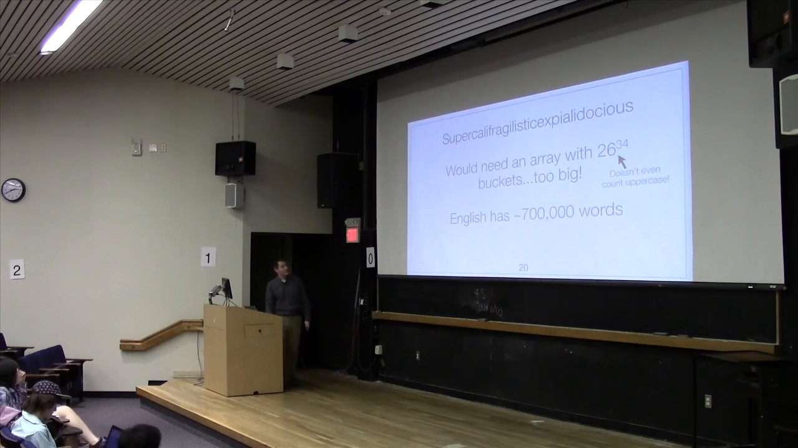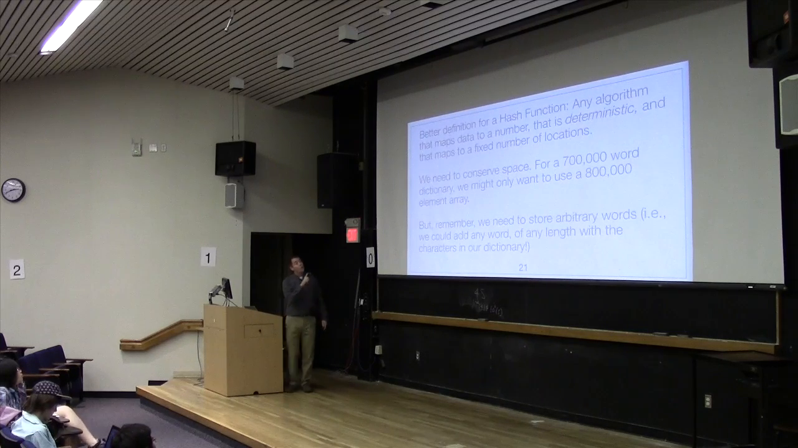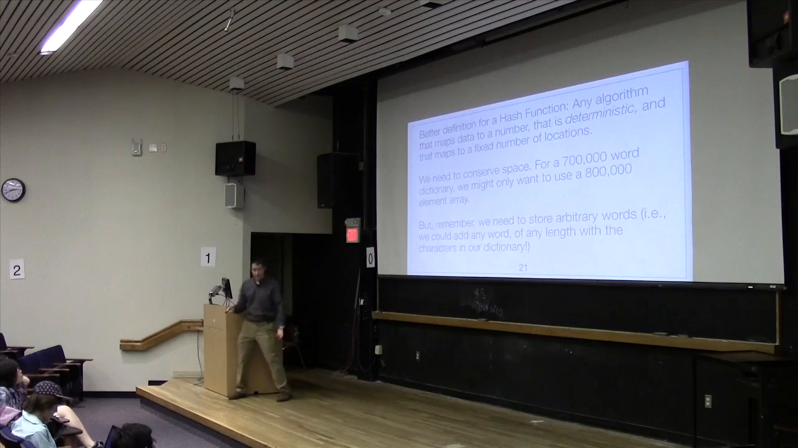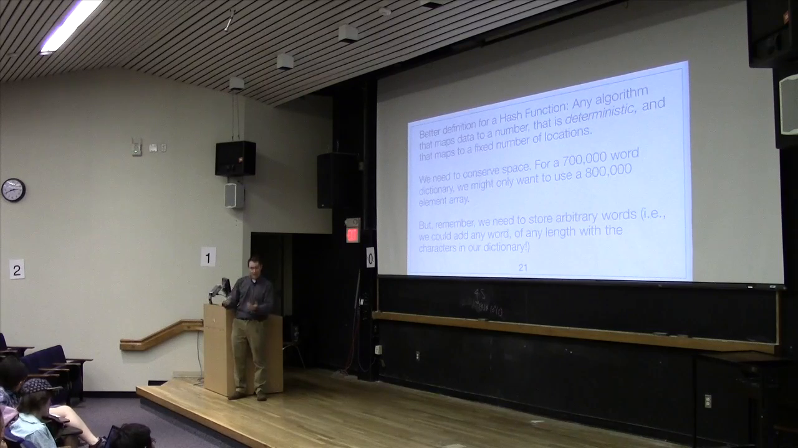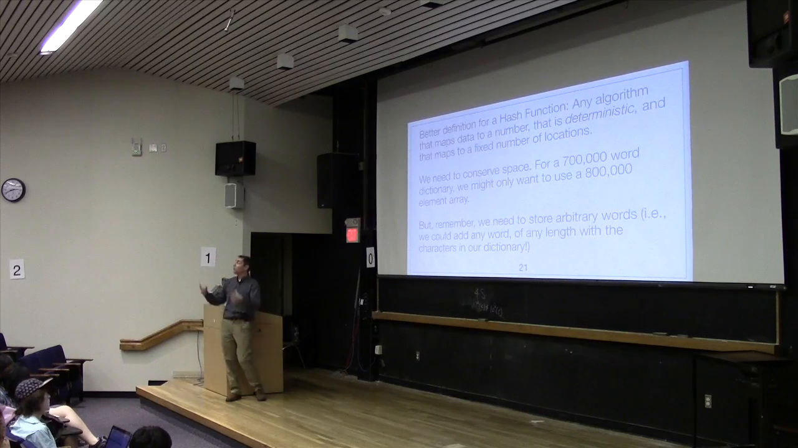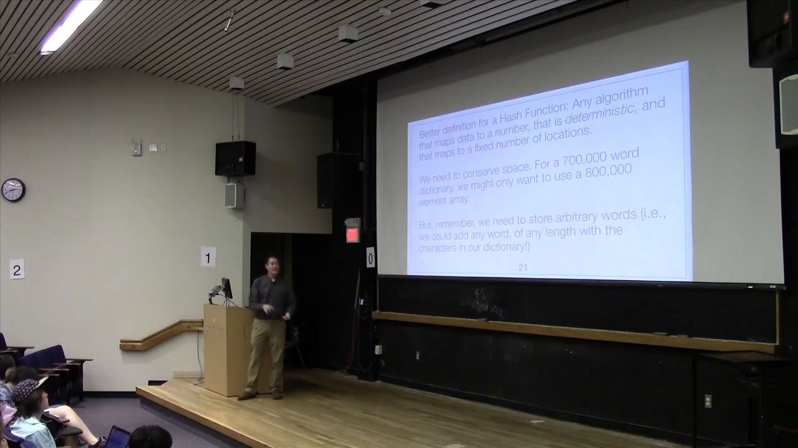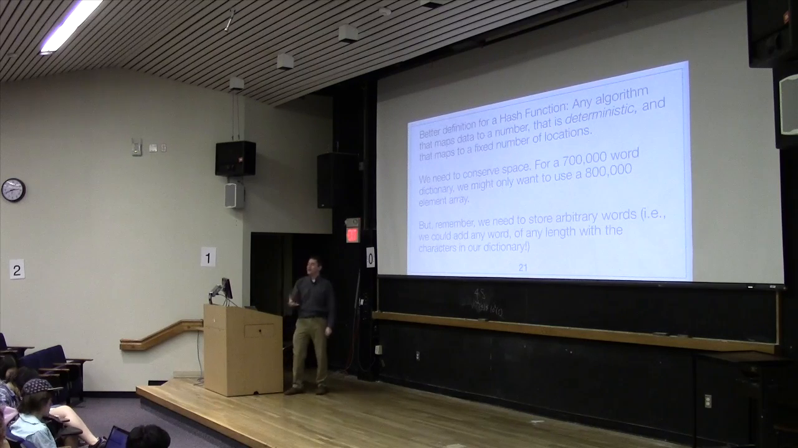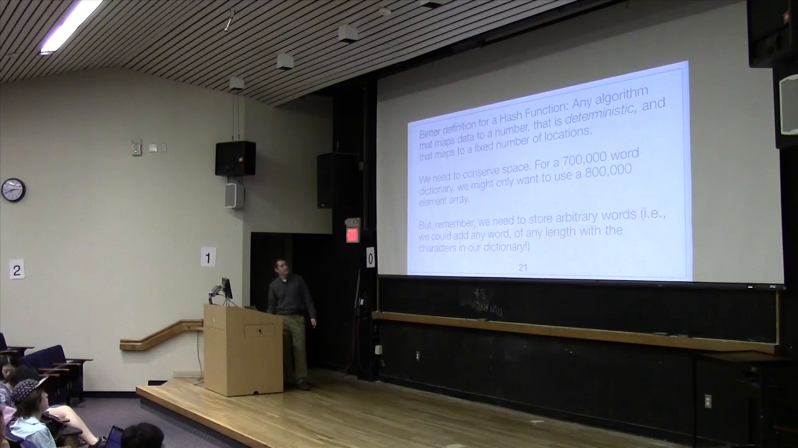Okay, and that's really the big deal here. We want to conserve space, and we want to do this compression thing. But we also want to be able to store arbitrary words. We want to be able to store supercalifragilisticexpialidocious. We want to be able to store ox. We want to be able to store all the other words that are actually words. But we want to do it in a small enough space. The hashing function we used before isn't quite going to cut it.